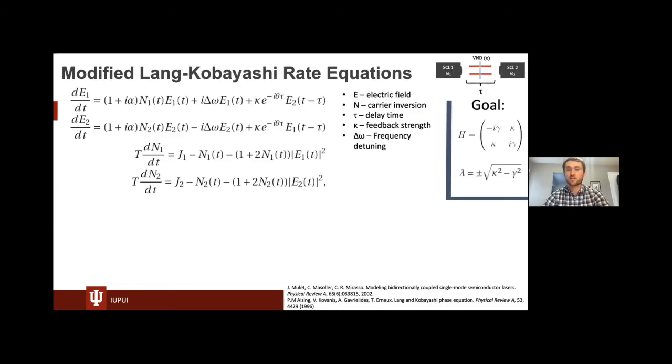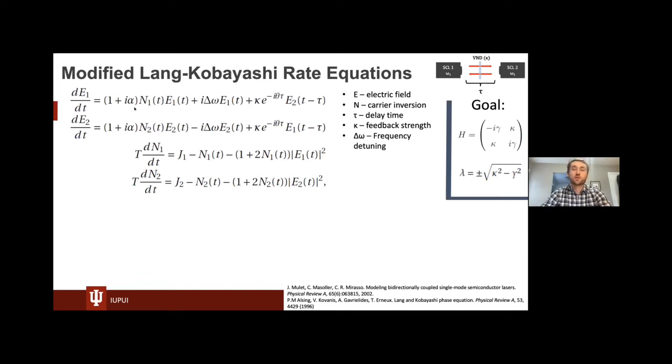So to model our system, we're going to use the Long-Kobayashi rate equations for semiconductor lasers. This is a model that has been well studied. It's shown to reproduce semiconductor laser behavior very well. It's been around for a long time. For two lasers, it's a set of 4 coupled nonlinear differential equations. The first 2 equations at the top here describe the evolution of the electric fields in lasers 1 and 2. And the bottom equations describe the evolution of the carrier inversions in the lasers.